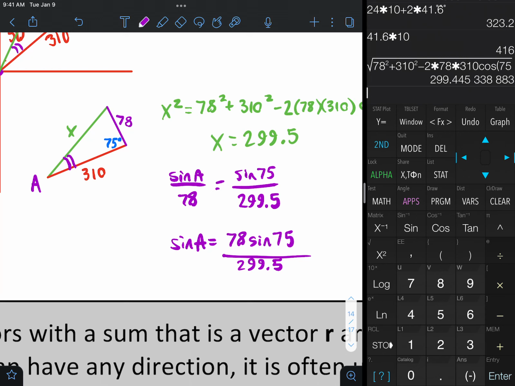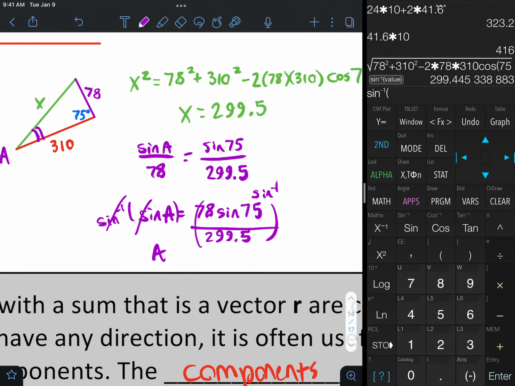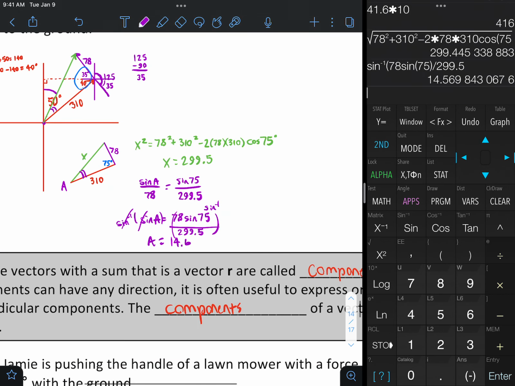And then to find an angle, you do sine inverse of both sides. That cancels out sine. And then we do sine inverse of that whole thing right there. So type that in the calculator. Sine inverse, 78 sine 75. Make sure you close your parentheses. Make sure you type it in right, too. Divided by 299.5 comes out to roughly 14.5, really probably 14.6 when you round up, degrees. They didn't really tell us what to round to, so I'll go 14.6. You could probably even get away with rounding to the nearest whole degree.